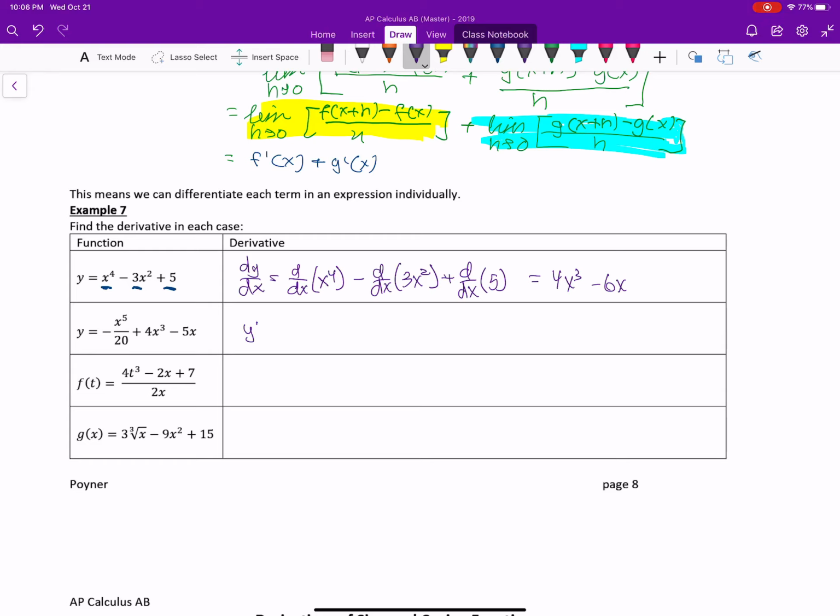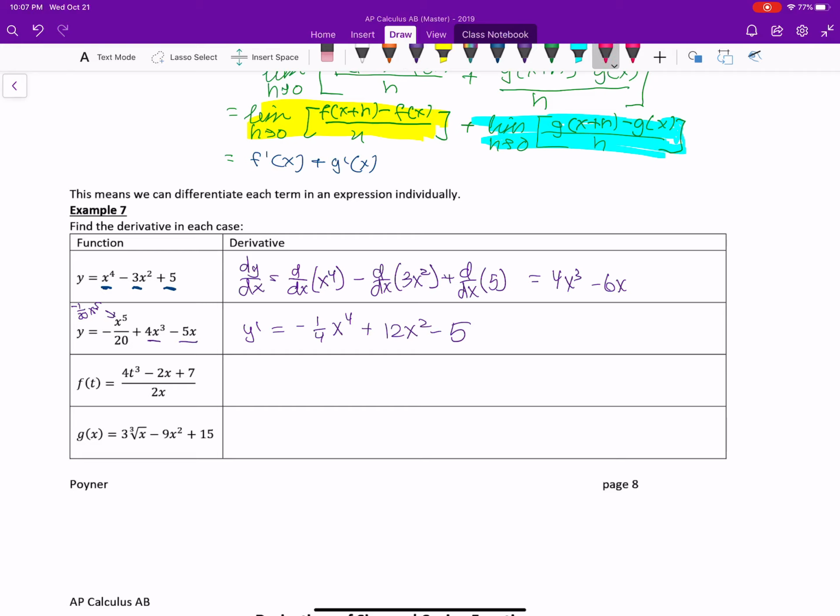It's going to give me y prime is equal to, the power is 5, and the coefficient is negative 1 over 20. Don't forget, I could rewrite that part as negative 1 over 20 x to the 5th, like that, if that helps you think of it. So that's going to give me negative, I take negative 1 over 20 times 5 is going to give me negative 1/4 x to the 4th plus 12x squared minus 5. I'm taking the derivative of one term at a time.